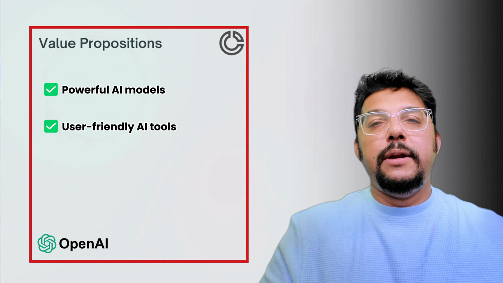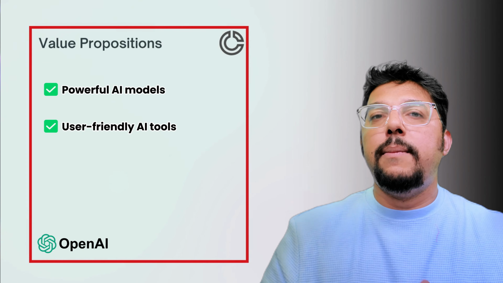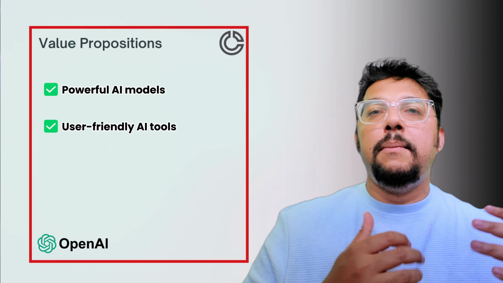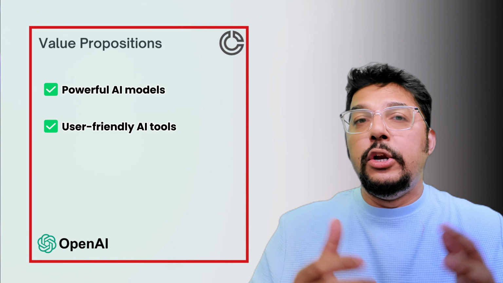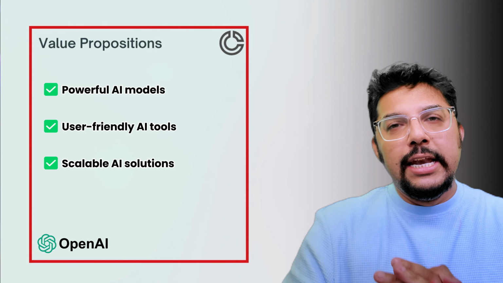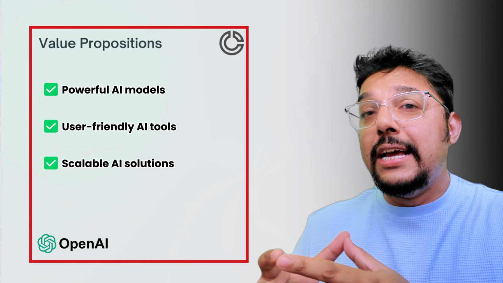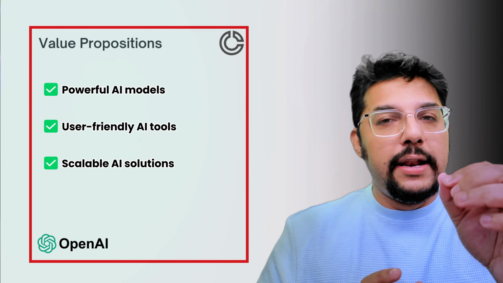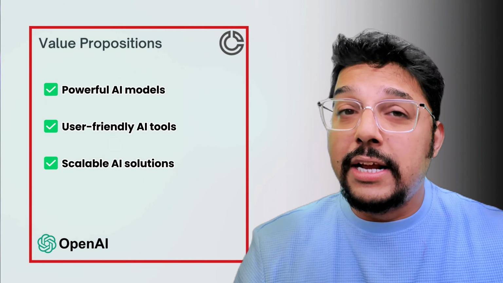Then, user-friendly AI tools. OpenAI's products like ChatGPT, Sora, or DALL-E require no programming skills, making AI accessible to non-technical users for writing, brainstorming, image creation, or even video creation. Then scalable AI solutions. Businesses and developers can integrate OpenAI's API-based AI solutions into their own applications, allowing for seamless automation, intelligent chatbots, and also enhanced user experience.